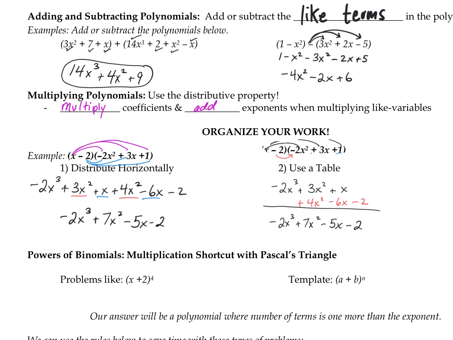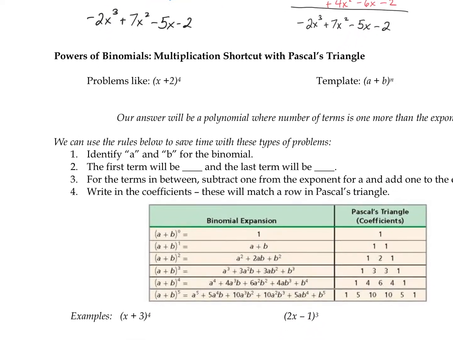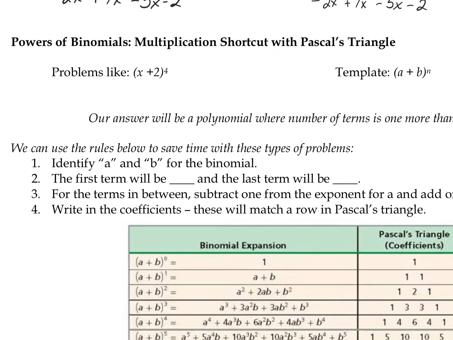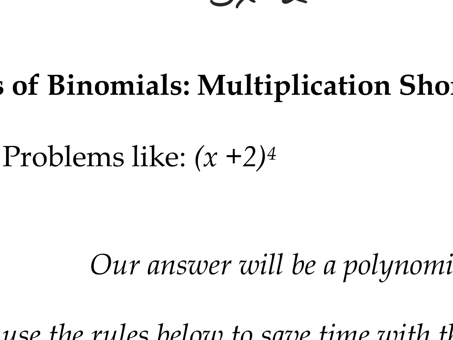The big idea when we were multiplying is that when we multiply polynomials, things can get messy, right? We really emphasized this idea of organizing our work. There's a special type of multiplication that lends itself to a shortcut, a way that's a little bit easier. Problems like this, where we have a binomial, 1, 2 terms raised to a power.